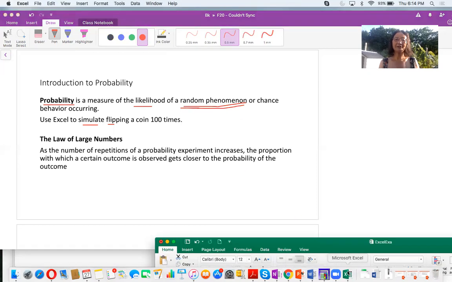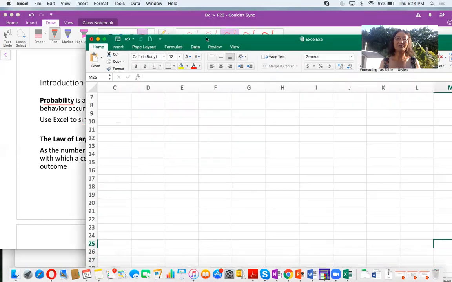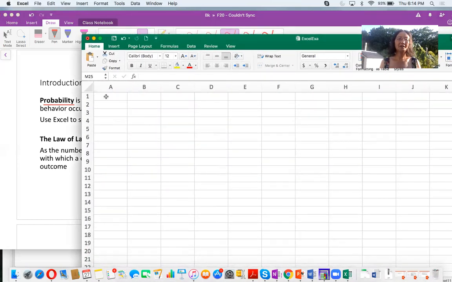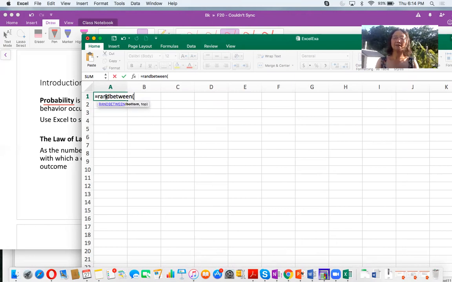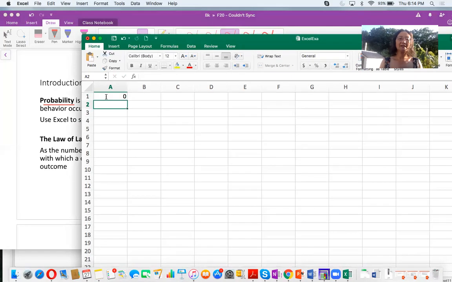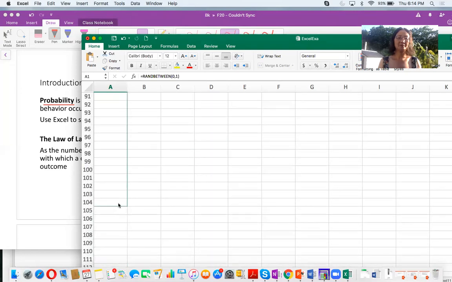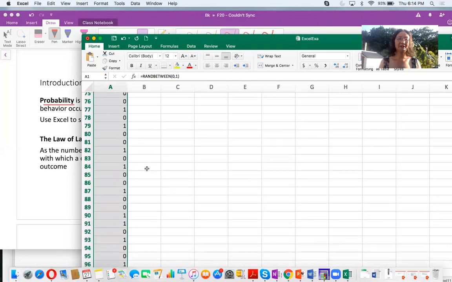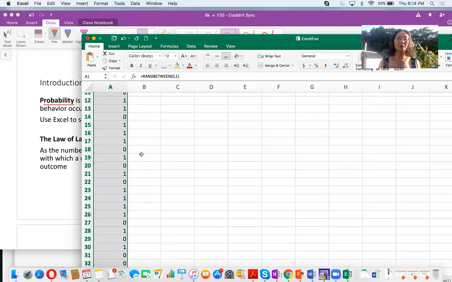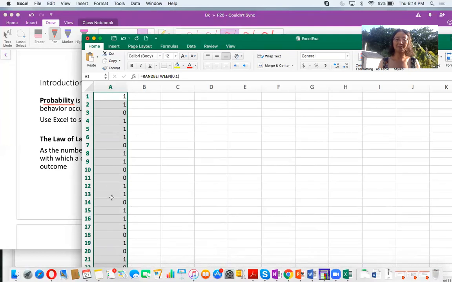So now I'm going to use Excel to flip a coin 100 times. I will use the Excel random number generator, RANDBETWEEN. When we flip a coin, we either get a head or tail. So let's say 0 is head, 1 is tail. Okay. And I'm flipping this 100 times. So this is the simulation I get. Flip a coin 100 times. Okay.